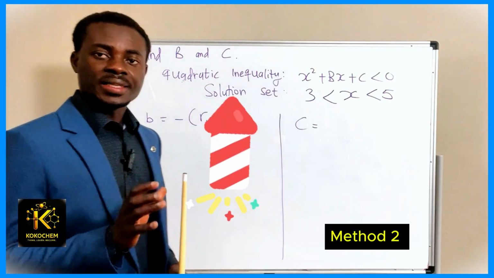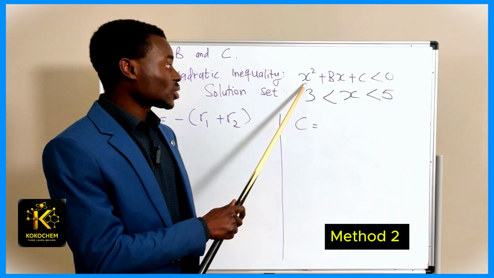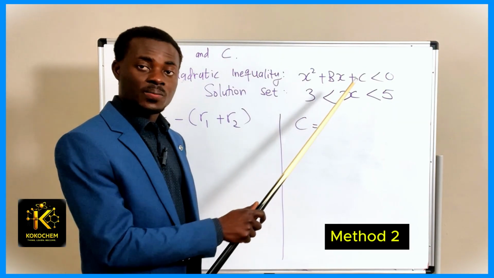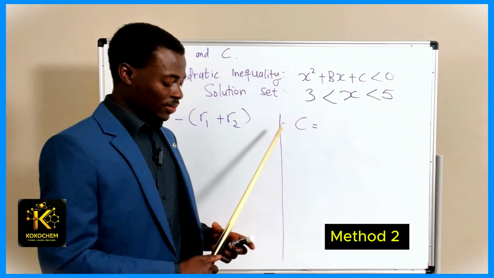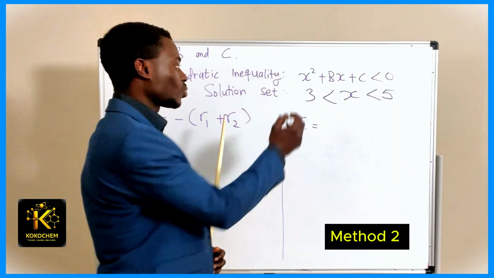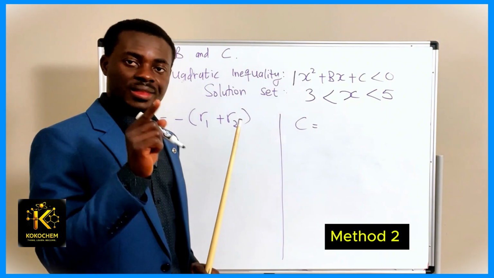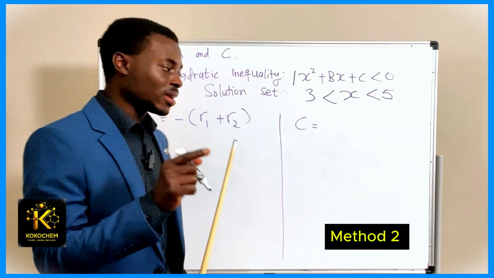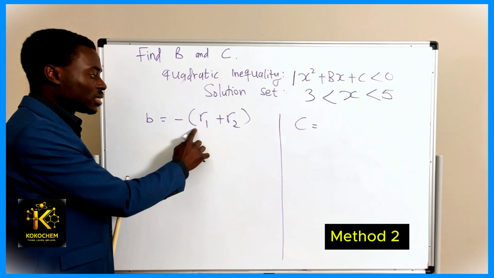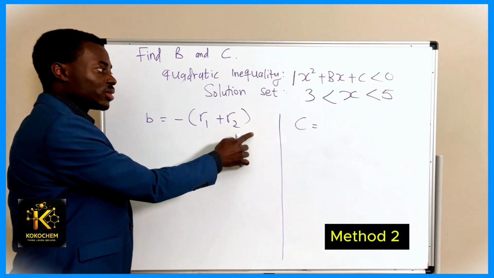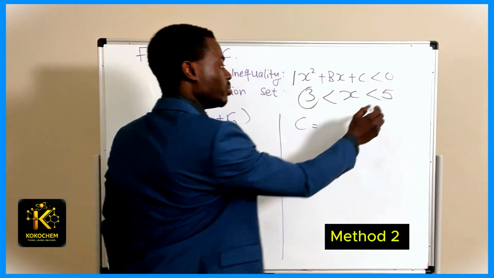Okay? The hint here is that anytime you have a quadratic inequality of this form, x squared plus bx plus c less than 0, check to see if the coefficient of x squared is 1. And over here, the coefficient of x squared is 1. If the coefficient of x squared is 1, then the formula for finding b would be b is equal to minus open parenthesis r1 plus r2 close parenthesis. And I've told you that r1 will be 3, r2 will be 5.